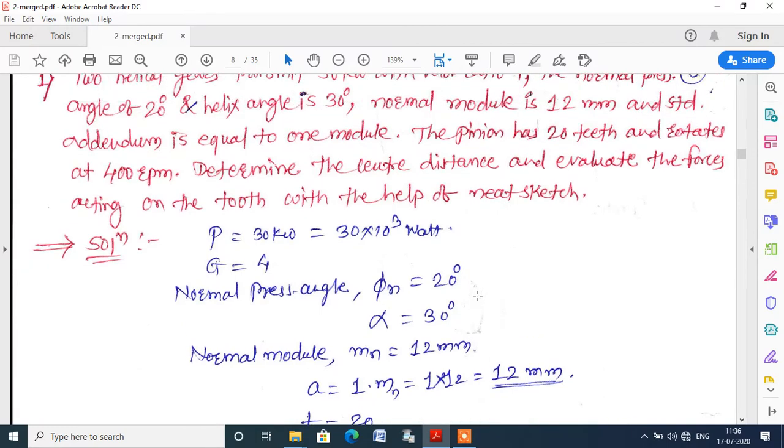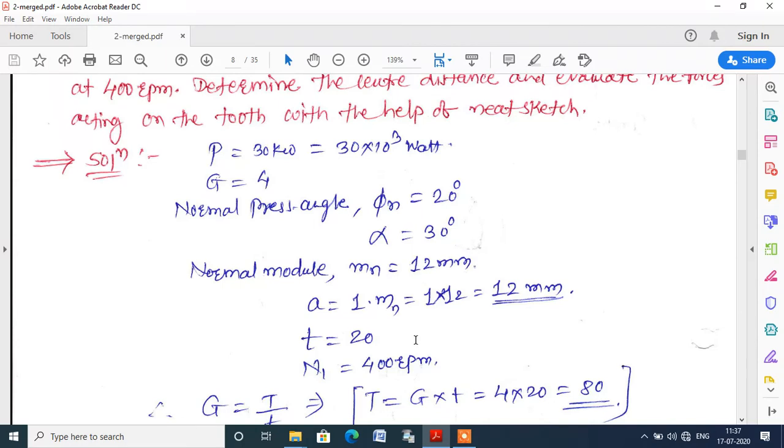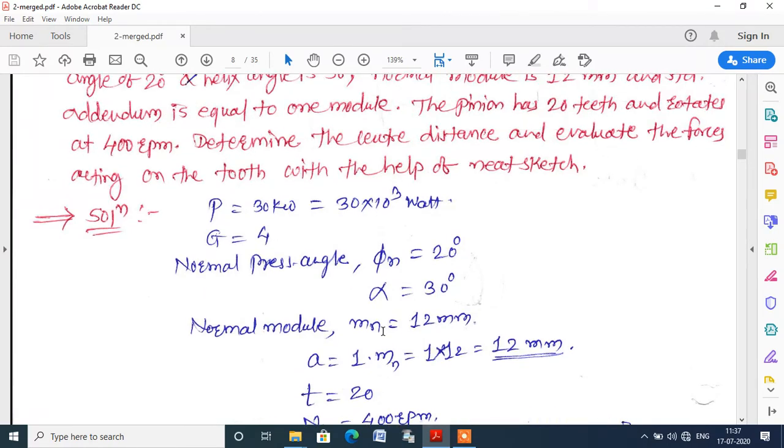Normal module is given in the problem. Understand, students? Normal module is given, that is 12 mm. And standard addendum is equal to 1 module, it is also mentioned, so 1 into normal module, 1 into 12, that is 12 mm. Number of teeth on the pinion is mentioned as 20. And the speed of the pinion is also given. Let us say n1 is the speed of the pinion, that is 400 rpm. So these are the given quantities, and it is asked to determine the center distance and show the various forces with the help of a neat sketch.